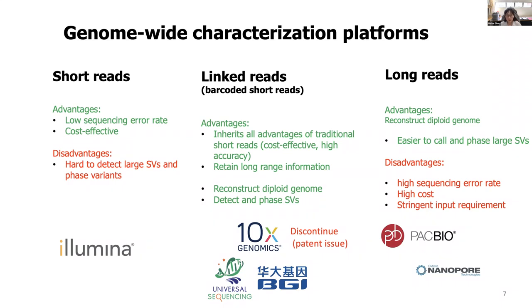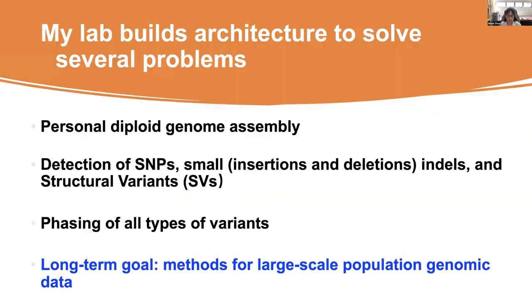And of course, today we also have a lot of long reads, which can provide us average reads of like 10 kilobases. For long read sequencing, for example PacBio, the advantage is that we can use them to reconstruct diploid genomes and easily call and phase large structural variants. But the disadvantage is that compared to short reads, the sequencing error is usually high, it's more expensive, and it requires stringent input requirements.